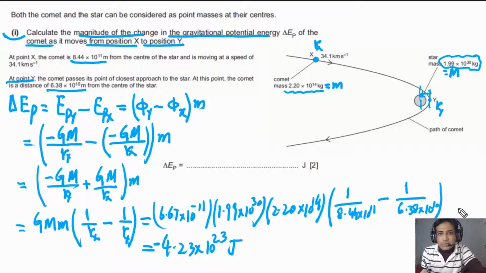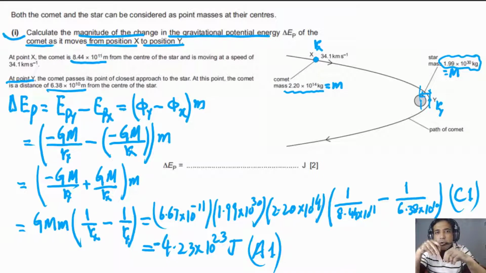And for this question, if you have written this step, you will get 1 mark, that is the C mark. And the second mark is the answer mark if you have got the right answer. This is how marks will be awarded. Always approach gravitational potential energy using the concept of potential. Very important tool to answer this type of problem.